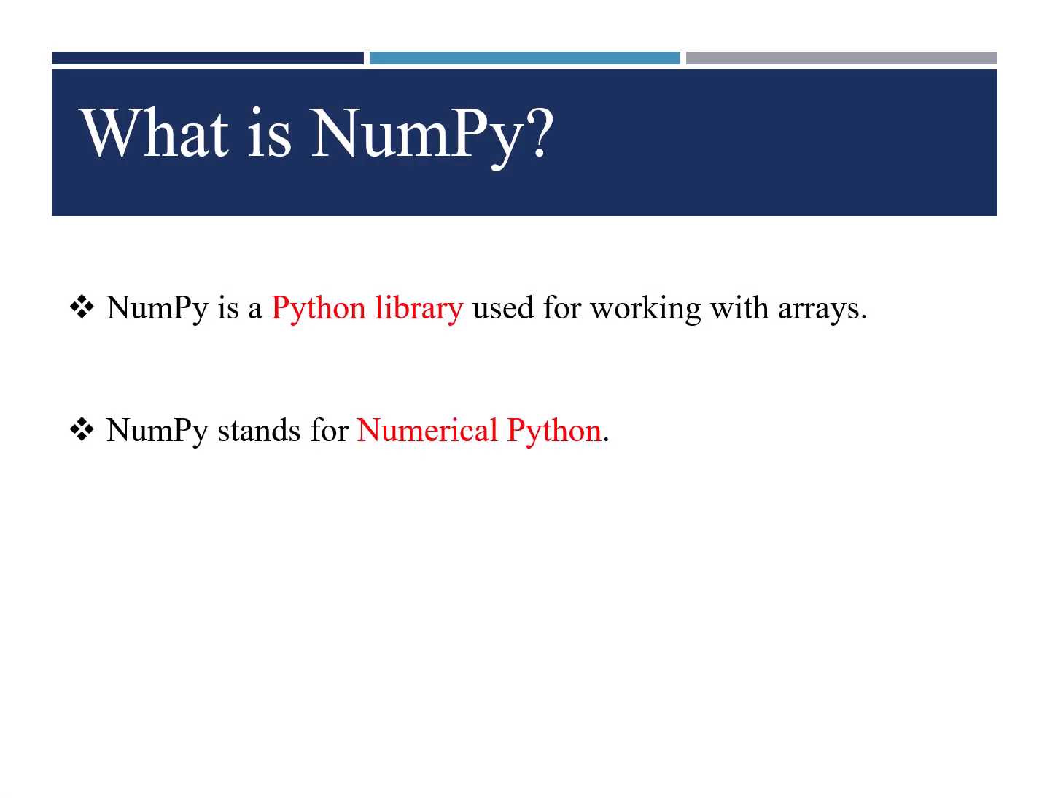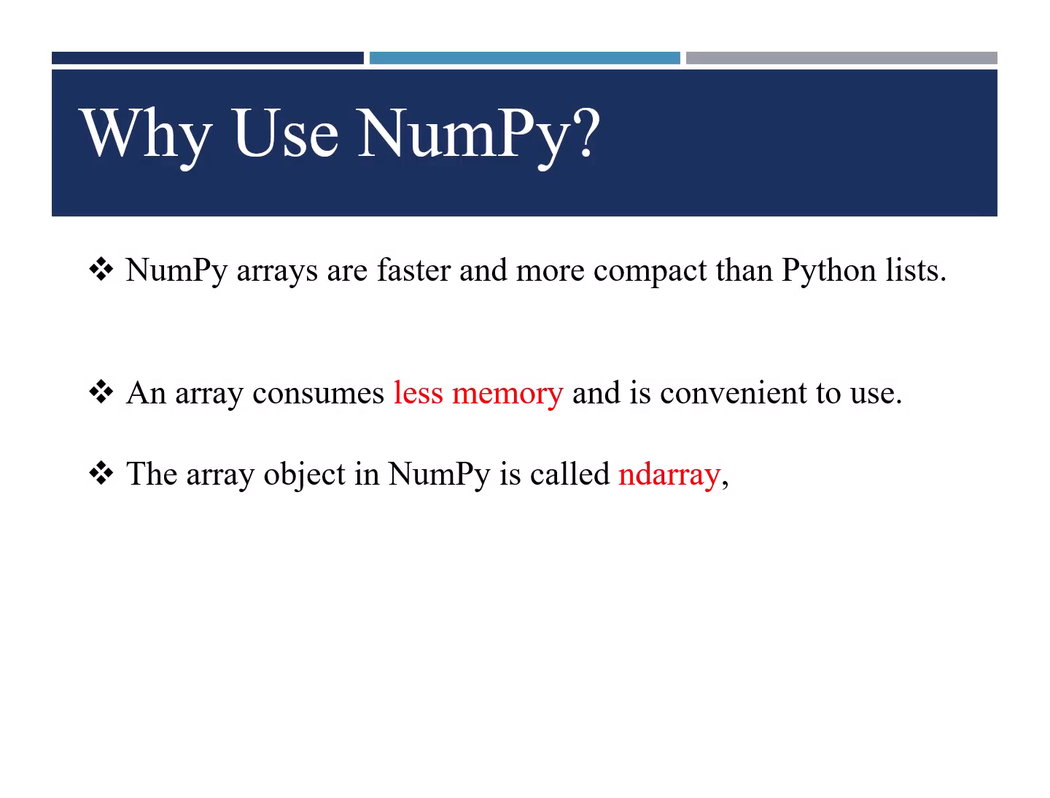So good morning. Today we are going to discuss NumPy. NumPy is a Python library used for working with arrays. NumPy stands for Numerical Python. Now, why are we supposed to use NumPy? NumPy arrays are faster and more compact than Python lists. An array consumes less memory and is convenient to use. The array object in NumPy is called ndarray.